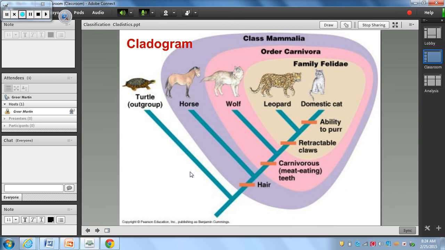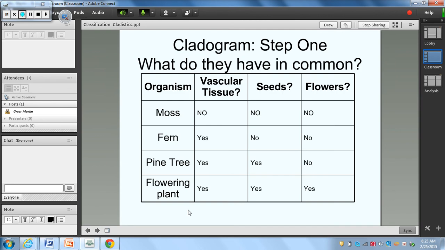Alright, so this is the big task for the day: you're going to be learning how to draw your own cladogram, and this is what you're going to be doing later this week, whether we're in school or you're at home. So this is called a cladogram, and there are different steps on how to create a cladogram, and it shows the ancestry and relationship between different organisms. So the first thing you have to do is create a chart.